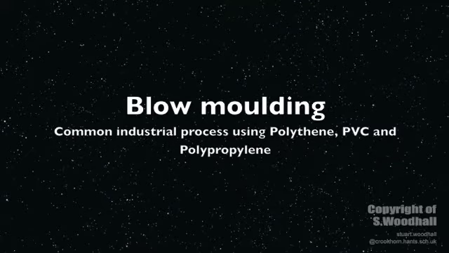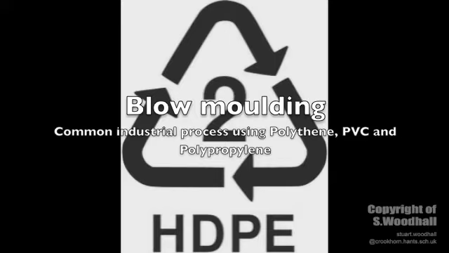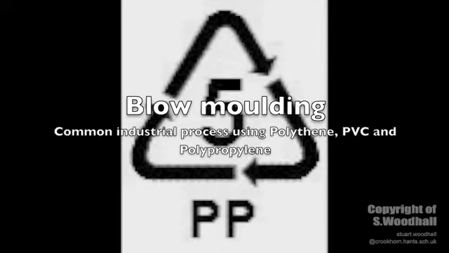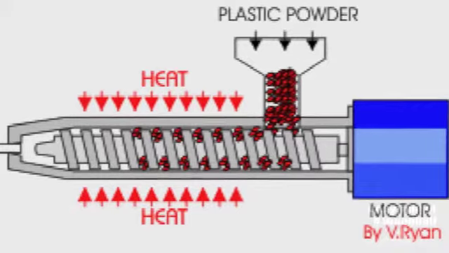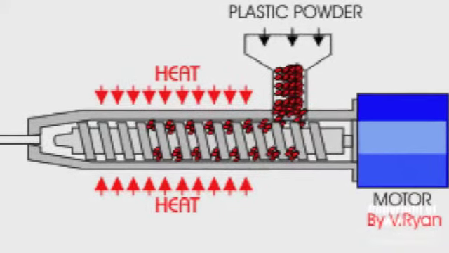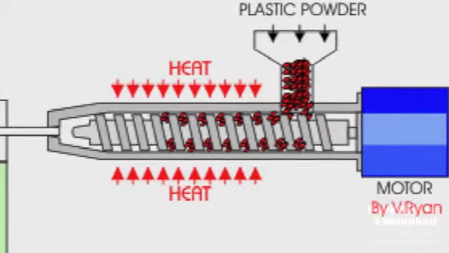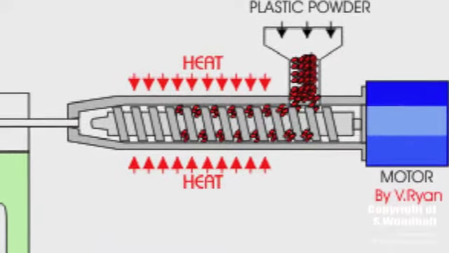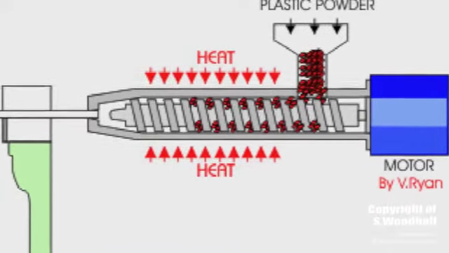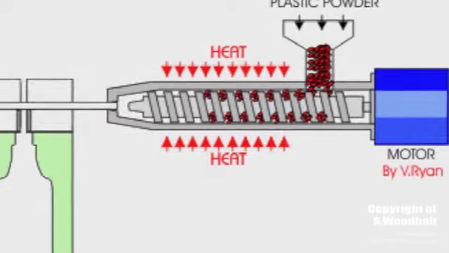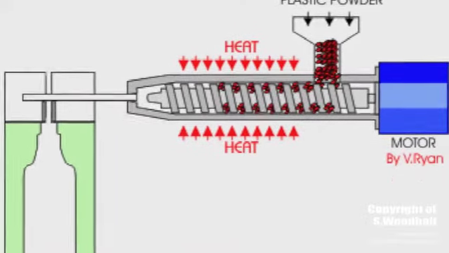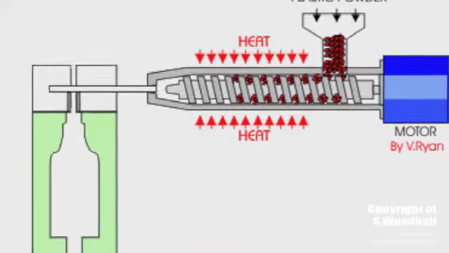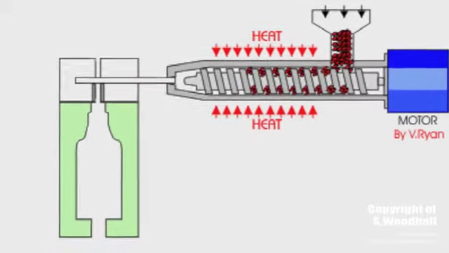Blow moulding is a common industrial process for shaping plastics. The plastics that are usually used in this process are polythene, PVC, and polypropylene. The stages involved in blow moulding are plastic granules are fed into a hopper that stores them. A large thread is turned by a motor which feeds the granules through a heated section. In this heated section, the granules melt and become a liquid, and the liquid is fed into a mould.